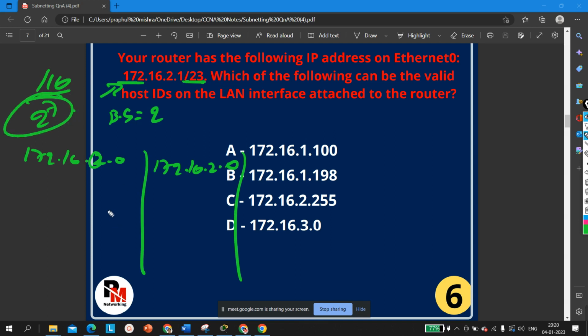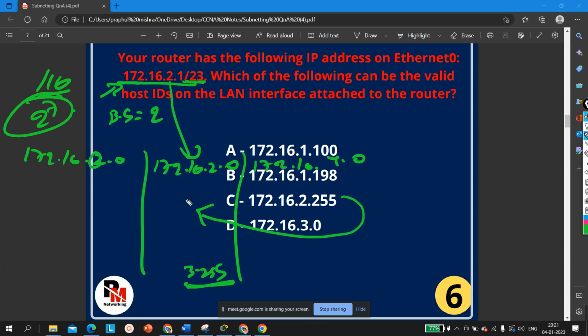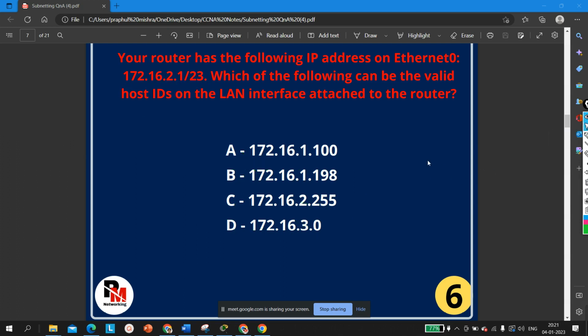172.16.20, 172.16.40. That means this network will end on 3.255, correct. So this IP address belongs to this network, and now I got it. It is a valid IP address from this network. If it was 3.255, then it would not have been possible. Yes, exactly. This one is the broadcast ID. Okay, fine. Let me move to the next question.